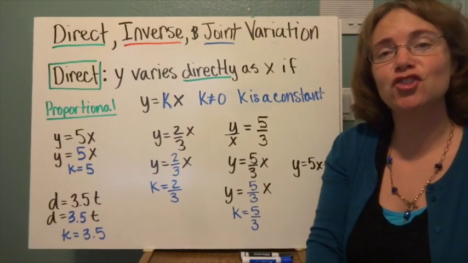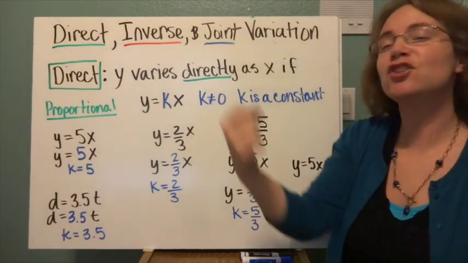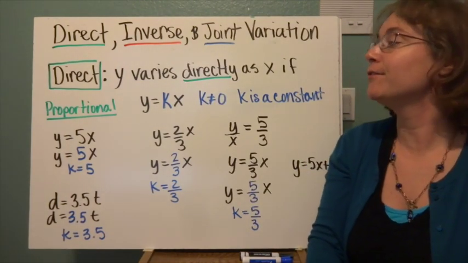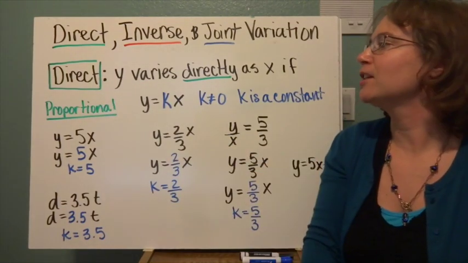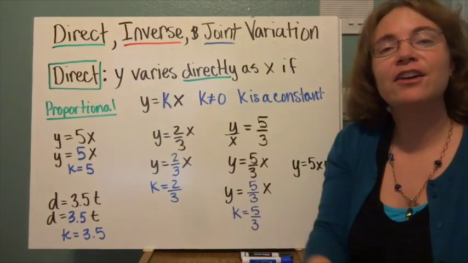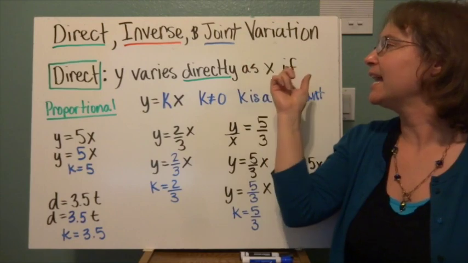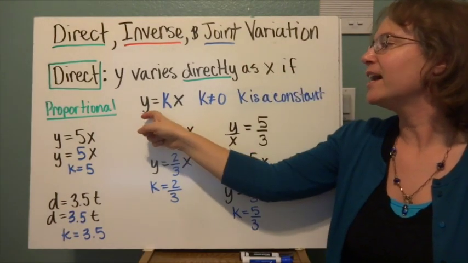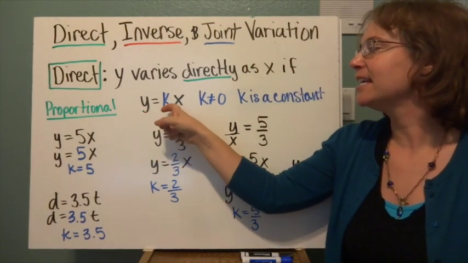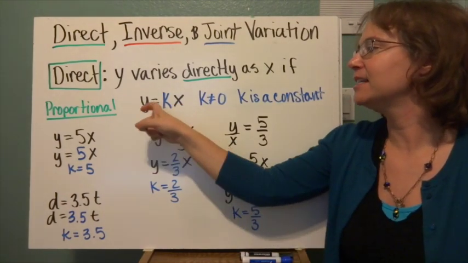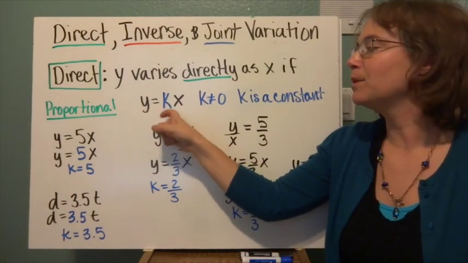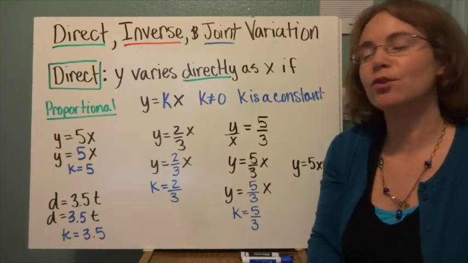Direct, inverse, and joint variation. These are special types of relationships variables can have with each other. The first one, a direct type of relationship: we can say that y varies directly as x if y is equal to k times x. K is some constant that we're multiplying by x to get y, and that constant remains the same in this particular relationship.